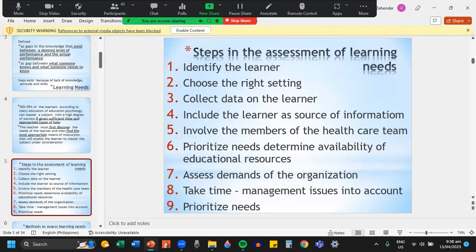Okay, so next one. Steps in assessment of learning needs. Number one, definitely you are going to identify the learner. It's not just basically identifying your learner based on his name. You also have to know kung ano yung mga learning styles, learning preferences, or physical conditions, or kung ano yung emotional state niya at that time. Dapat kalma, dapat relaxy learner.